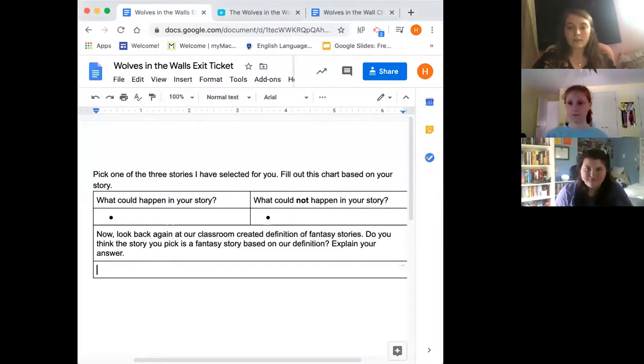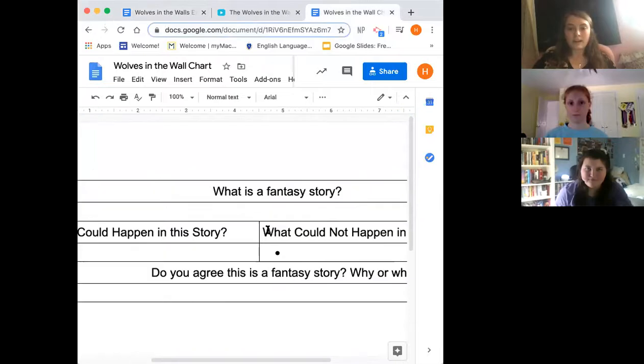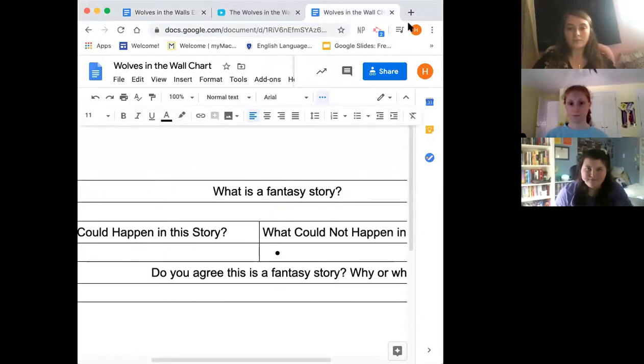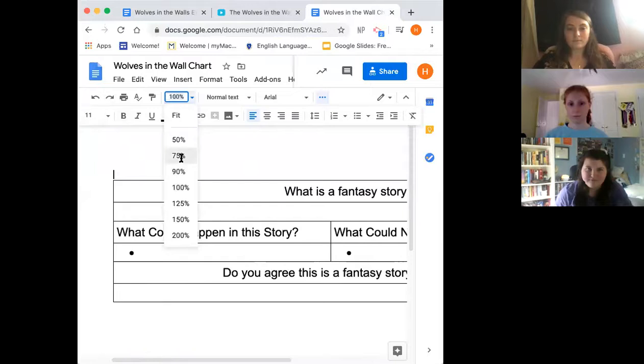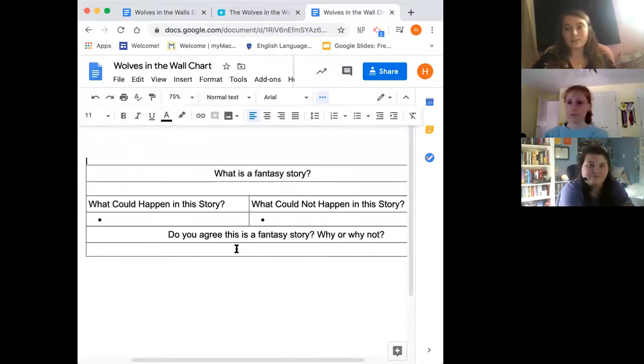Okay. So I'm going to share my screen with you guys, and we're going to make up our own classroom definition for what is a fantasy story that we can refer to when we're listening to this story. So we're going to take a look at this chart. It's kind of big right now, so I can try to make it smaller. So we have what is a fantasy story, and we want to try to come up with our own classroom definition. So I saw a story that takes place in a fantasy world and a story that could not happen.